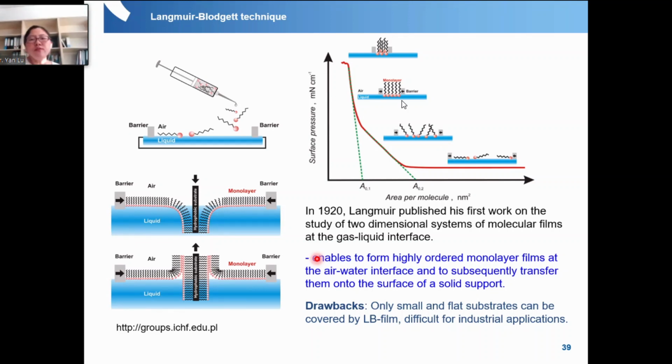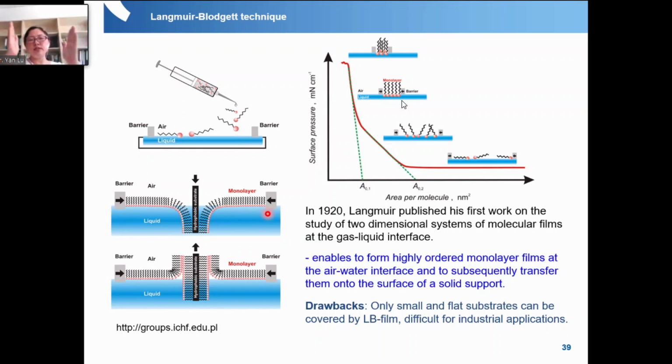Another very often used method is the Langmuir-Blodgett technique. This is often used for a thin layer or monolayer film, based on the air-water interface. The principle of this method is like this. You have water or liquid, and you have two barriers, and then you add your latex dispersion in between. Then you move these two barriers together.